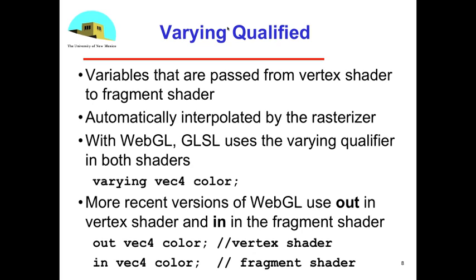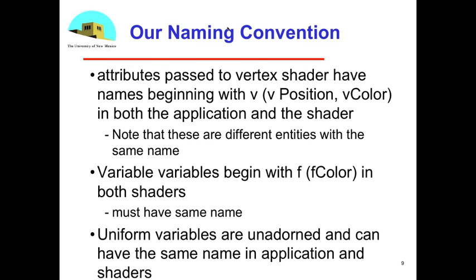Now, if we think of things like color, we have color potentially in the application. We have color in the vertex shader. We have color in the fragment shader. We really need some sort of naming convention so we don't confuse all these things. So we've adopted the following one. Having thought about this for a long time and tried various things, there's no system that's perfect. But let me give you the system that we've decided to use in the book, and try it. If you don't like it, you can certainly use your own naming convention.